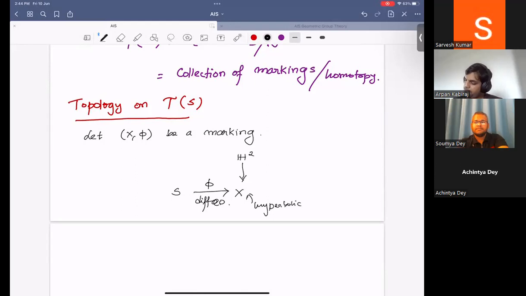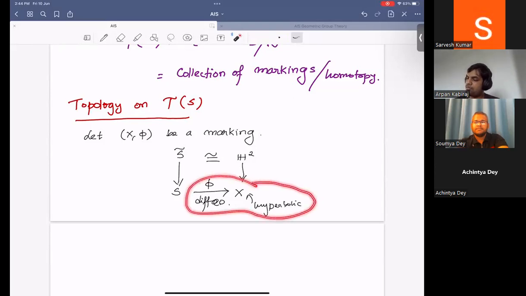So you look at the universal cover of S, call it S tilde, and you can identify these two. S tilde can be identified with the upper half plane. And how do you do this identification? How do you understand this identification? First, you take the pullback of this metric of X to S via phi.